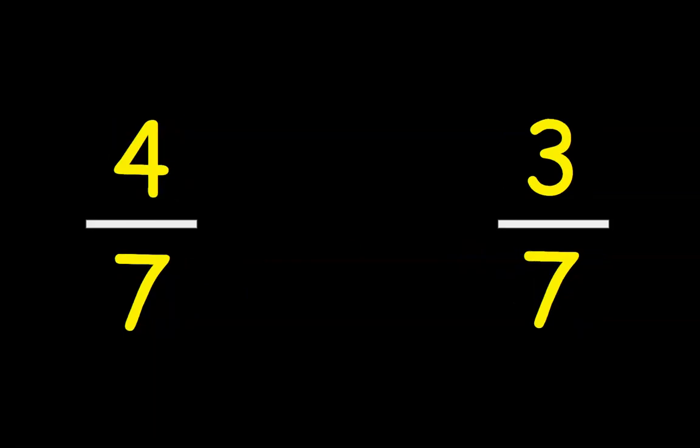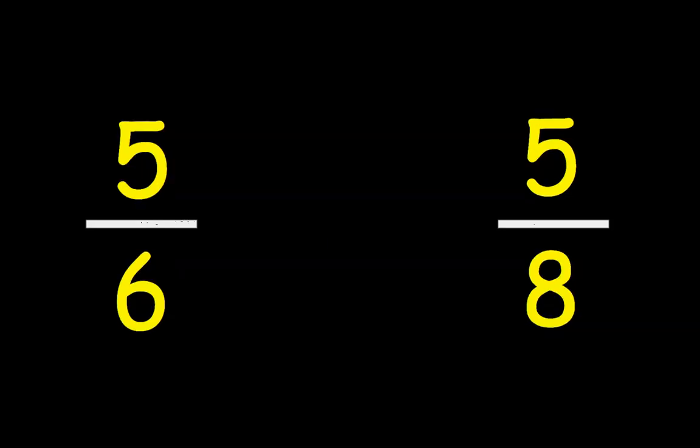Pause, continue when ready. You should be getting these quite quickly now. Both pizzas were cut up exactly the same way. 7 equal pieces called sevenths. On the left, I ate 4 of those. On the right, I ate 3 of those. So more over there. 1/7 more. 5/6, 5/8. Pause, continue when ready.